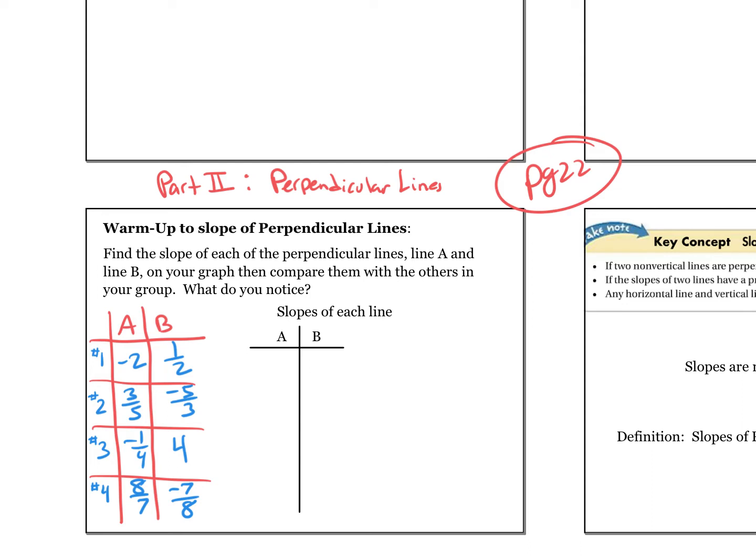Yes. So one's positive, one's negative. And then we have a mathematical name for that. Do you guys know what that is? Reciprocal. Who said that? Brilliant. Reciprocal. So we say that slopes have negative reciprocals.